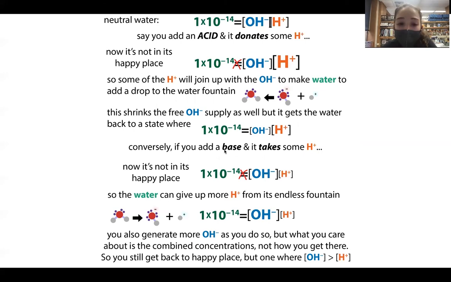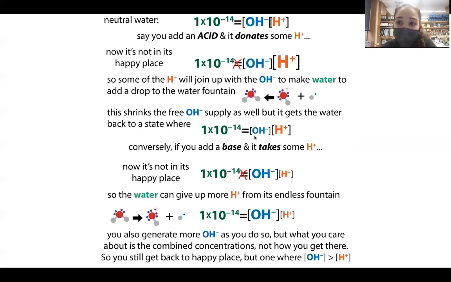If you do the opposite, so add a base, that's a proton stealer, then it's going to take protons. The water is still not in its happy place, so this neutral water gives up more of its H plus from its endless fountain. You also generate a little more OH minus as you do this, but what you care about is that combined concentration and getting to that 1 times 10 to the minus 14. So you still get back to a happy place, but now you're in a happy place where you have more hydroxide ions than protons, and so now you have a higher pH.